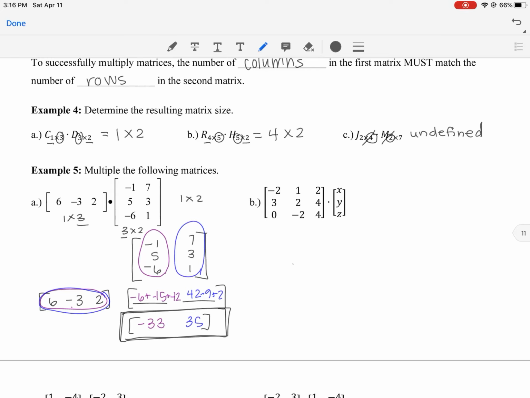Okay, let's do the same down here. And this one we've got some variables, so it's okay to have variables in your answer. I like the way we set it up. So first of all, this is a 3 by 3 times a 3 by 1, right? So yes, the middle numbers match, we're good to go. So I'm going to rewrite the first matrix over here on the left.